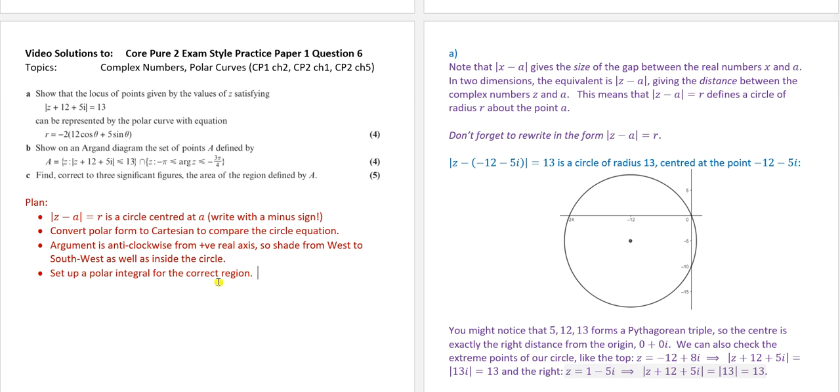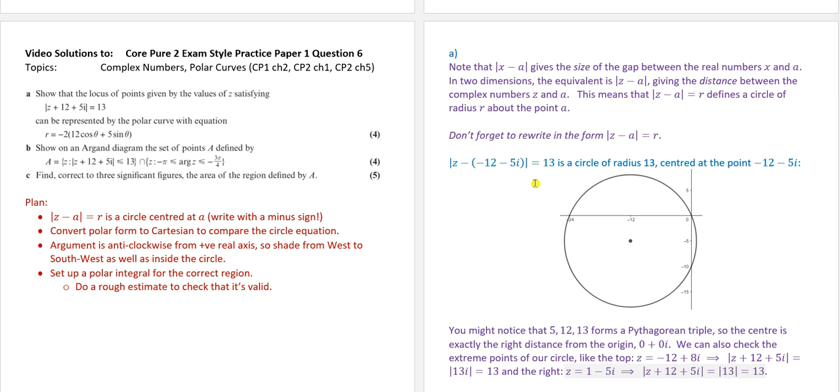And for the last bit, we're going to set up a polar integral for the correct region and maybe do a rough estimate to check that it's valid. We want to have some idea of whether the answers we end up with match what they should. And we'll be able to compare because we'll have a reasonably good diagram, hopefully. So let's jump in, see what it looks like.